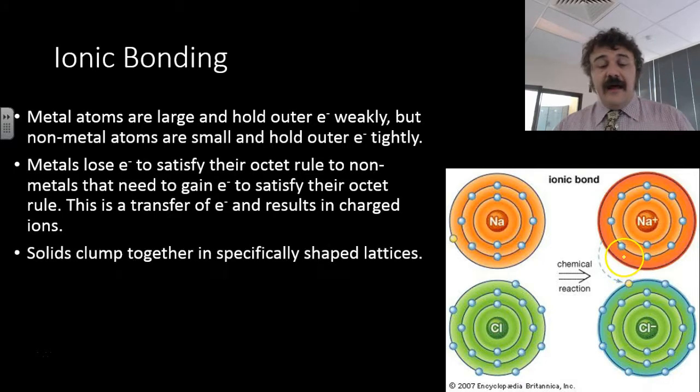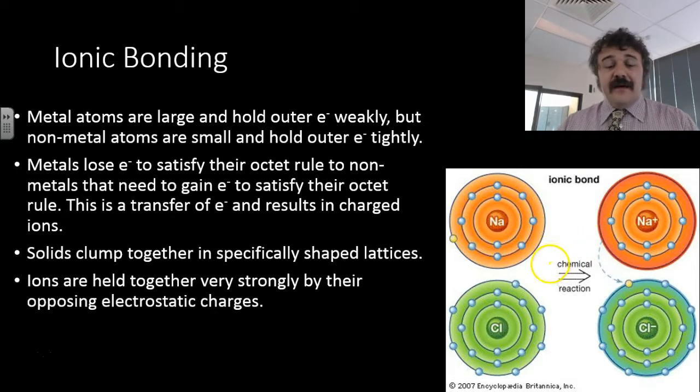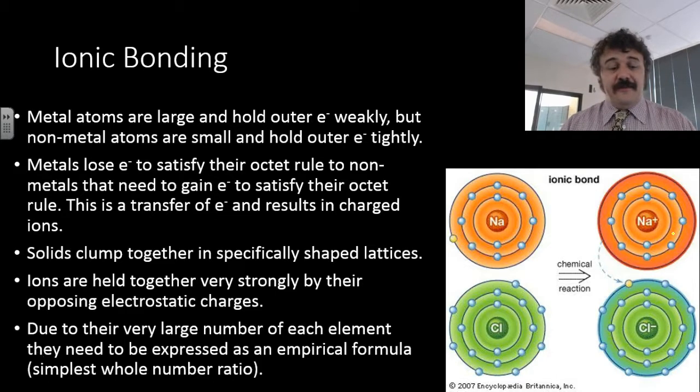There's now a large electrostatic charge between these two. It's very, very strong, and they bond together. When they're a solid, they clump together in very specific shapes called lattices. And as I said, it's their opposing electrostatic charge which holds them together, and that's super strong.